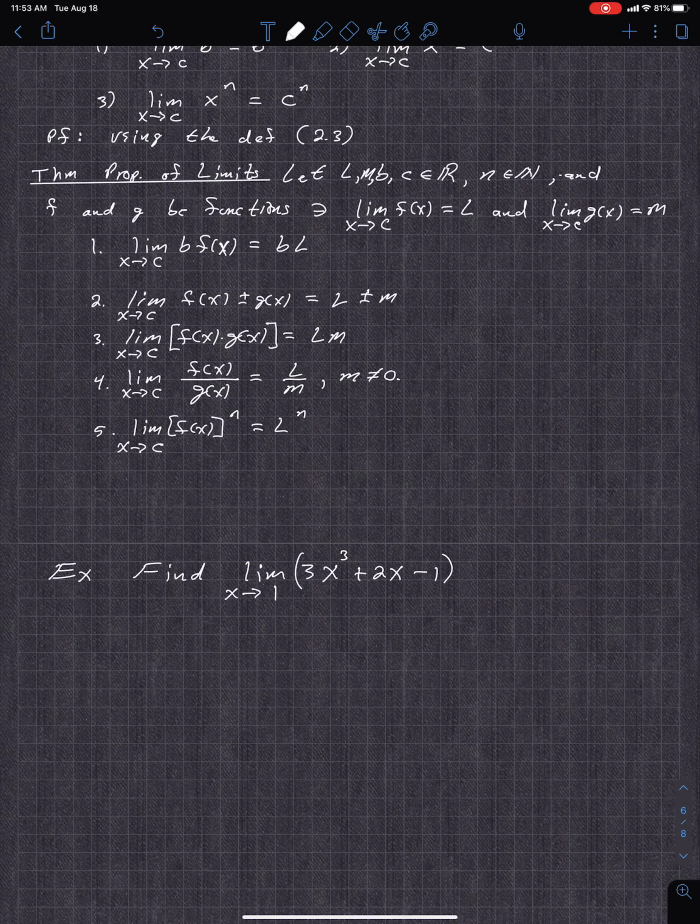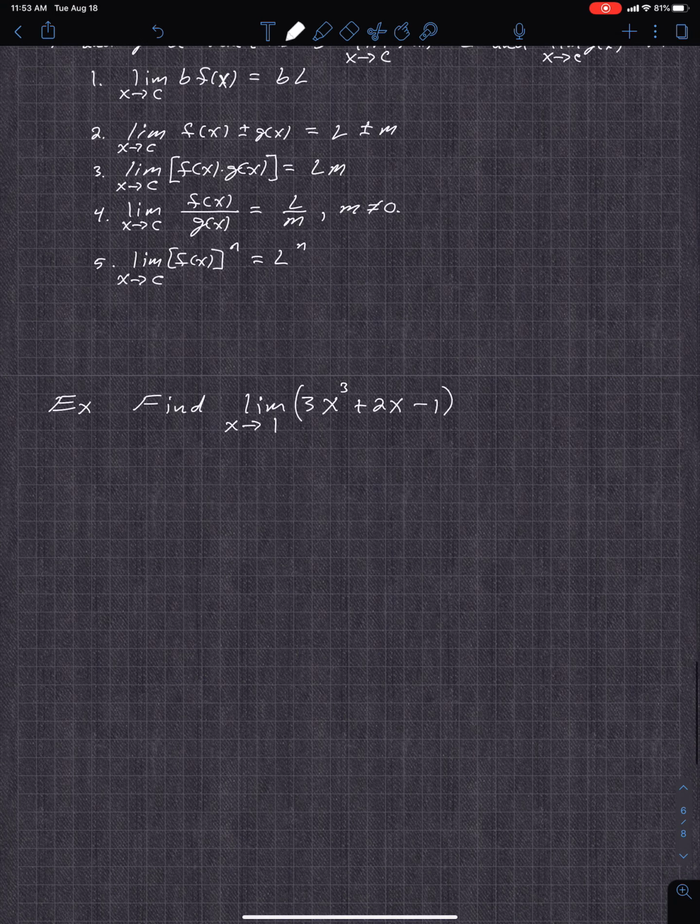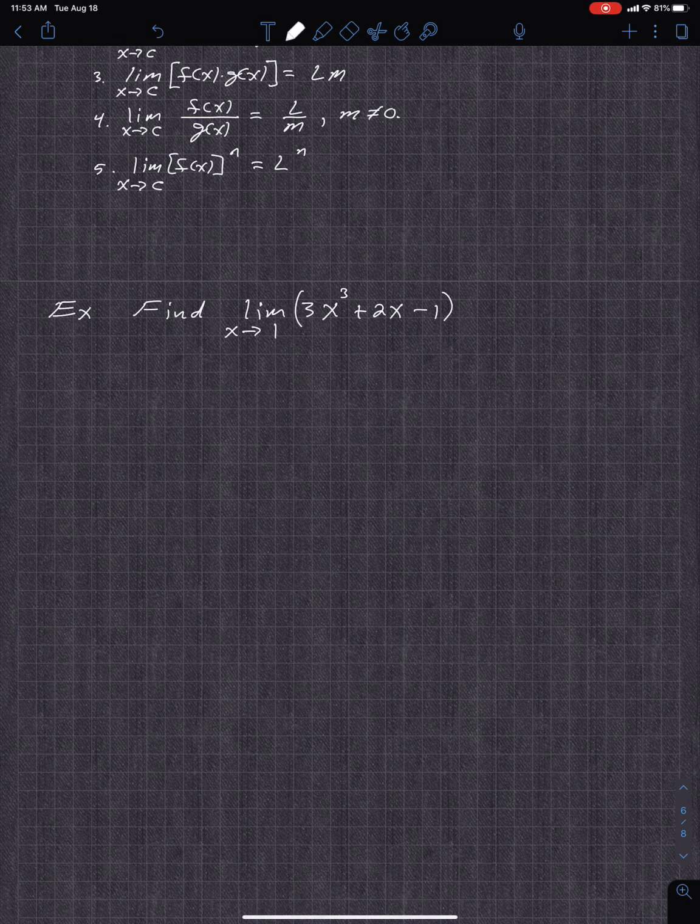So using those laws and combining all those laws, you can essentially just substitute directly into the function. So this would be equal to 3 times 1 cubed plus 2 times 1 minus 1. And then you just evaluate that. You get 3 plus 2 minus 1, which is going to be 4. So that limit is equal to 4.